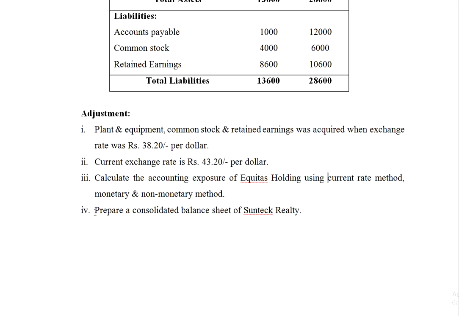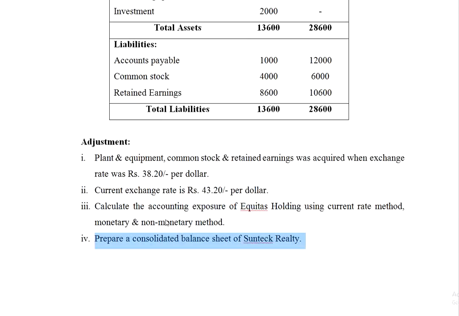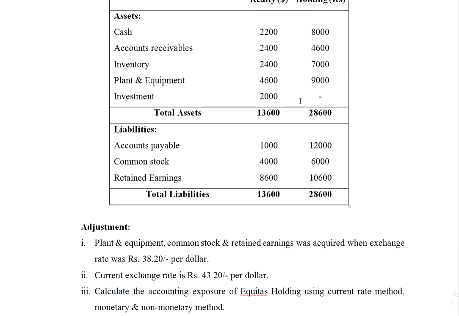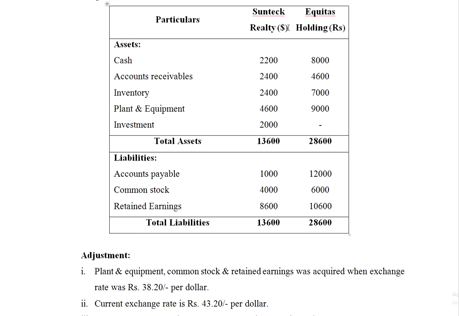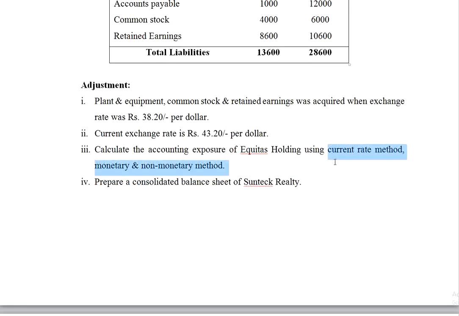So before that, he says the 4th point, prepare a consolidated balance sheet of Sunteck Realty. Why we have to do this is because one of the currencies is given in rupees and the other is given in dollars. So we have to convert it into one single currency. Since the home country is the US, this Equitas Holding, which is given in rupees, should be converted to dollars, and thereafter we have to calculate the accounting exposure by using these two methods, the current rate and monetary methods, right?